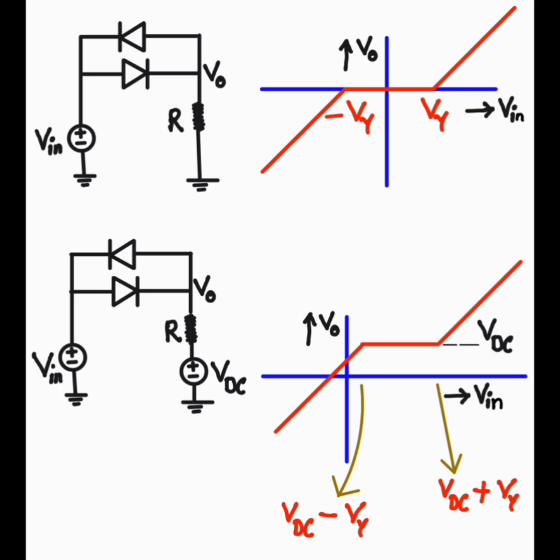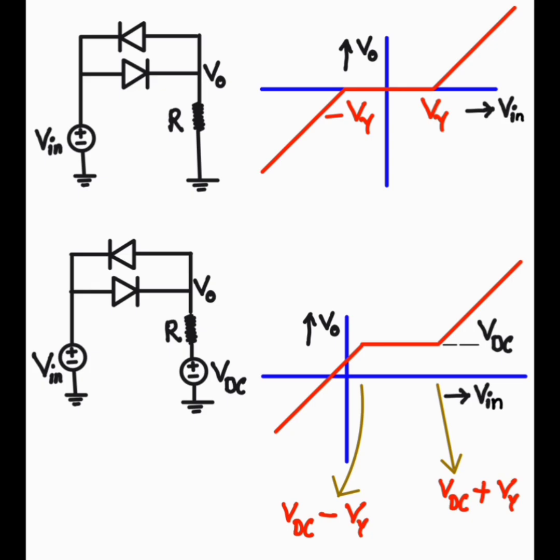Now if there are two diodes connected in opposite ways, and my V in is greater than V gamma, then the diode whose P side is connected to the input and N side to the output is forward biased, and my output is V in minus V gamma. When my input is less than minus V gamma, the diode whose P side is connected to the output and N side to the input conducts.